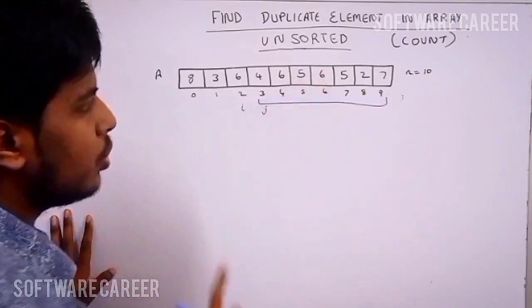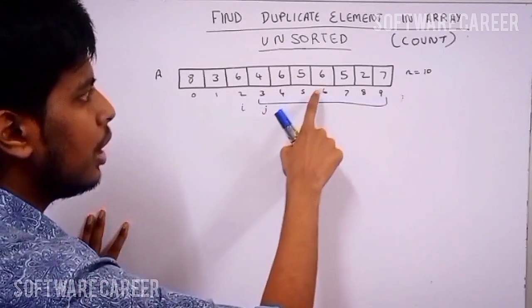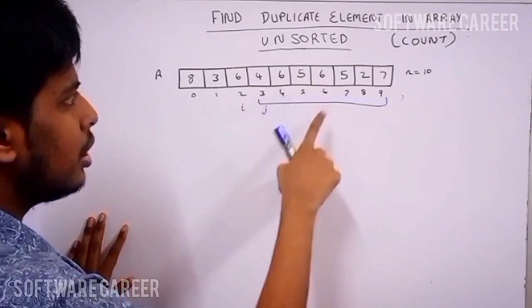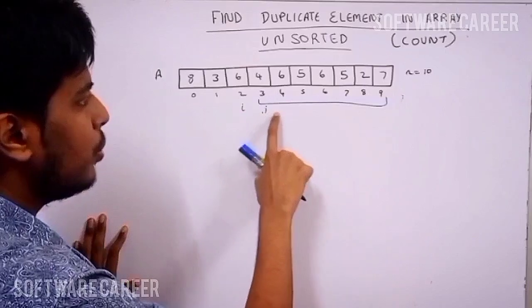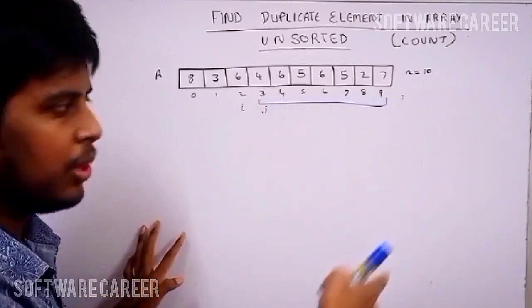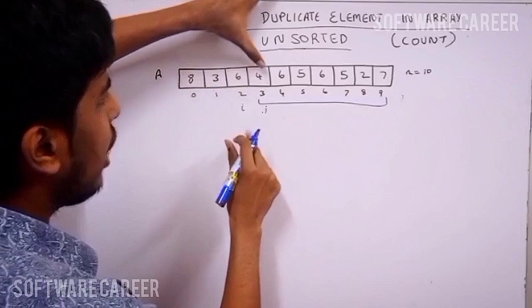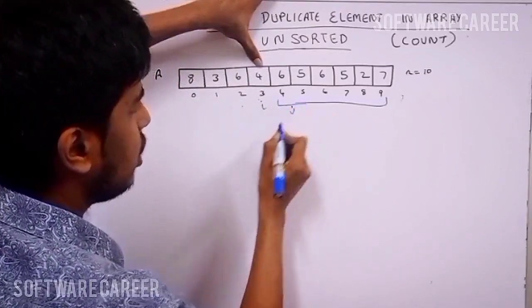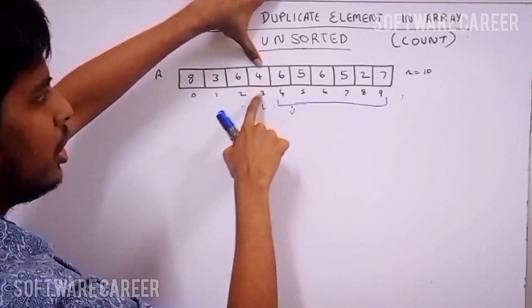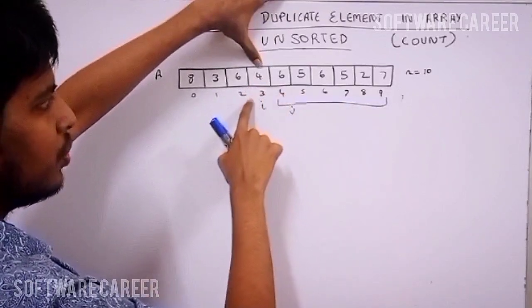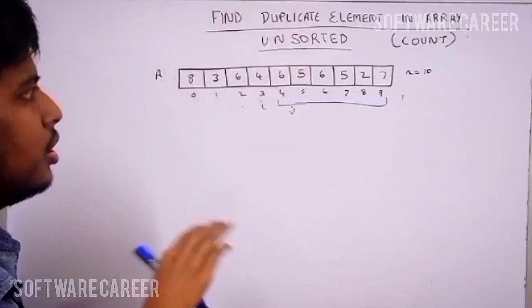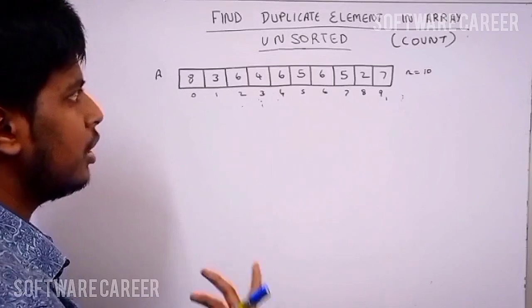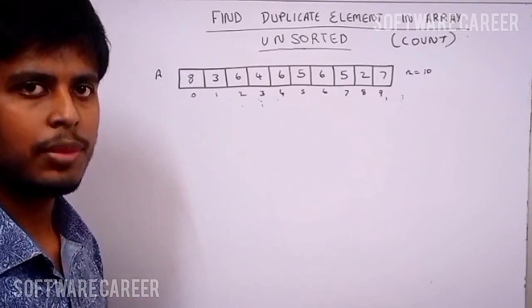Now I will find 6 over here, so I will increase the count value by 1. It changes from 2 to 3, so 6 is appearing 3 times. Like that I will increase the i value by 1, then the j value will be increasing by 1 like this. Then I will move i over here, pointing here, and j will be pointing from 4 to 9. I'll check whether a of 3 equals a of 4, whether a of 3 equals a of 5, like that. This is how you should find the duplicate elements and how many times each is appearing in this array.